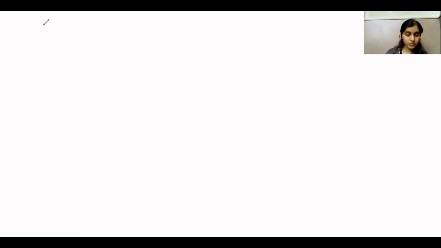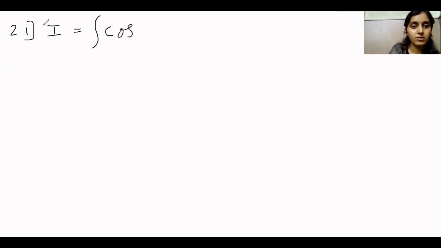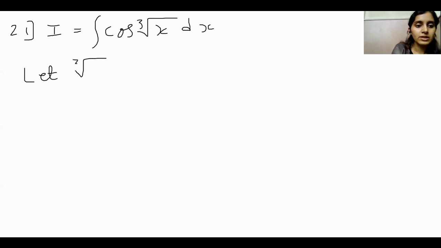I'm doing the 21st one now. So 21, I is equal to integration of cos of cube root of x dx. We can see that there is a function within a function, so let us use substitution. We say let cube root of x equal to t. That means x is equal to t cube, and dx is equal to 3t square dt.